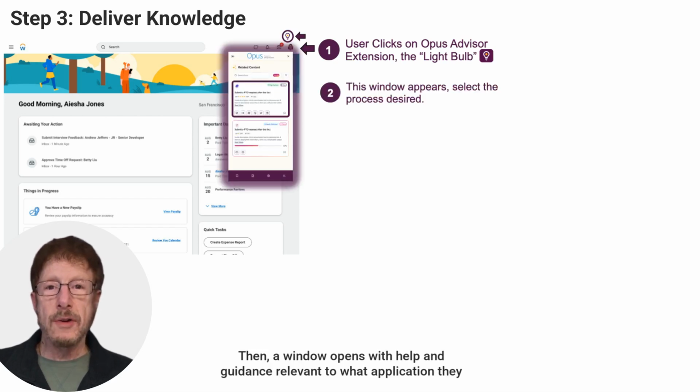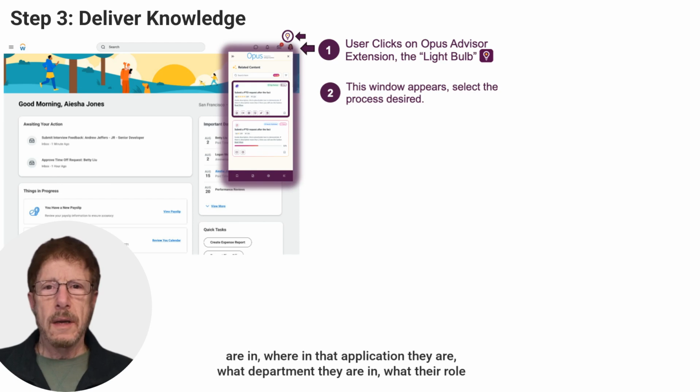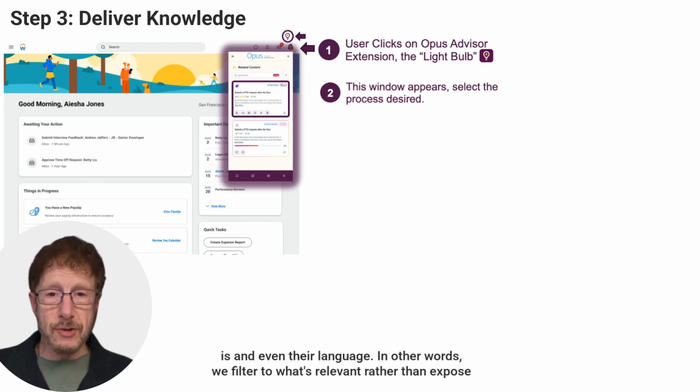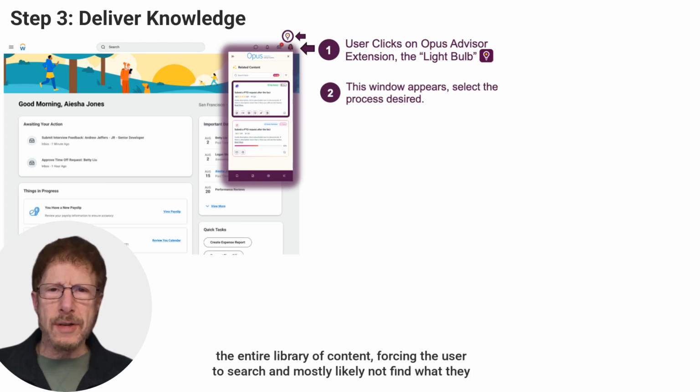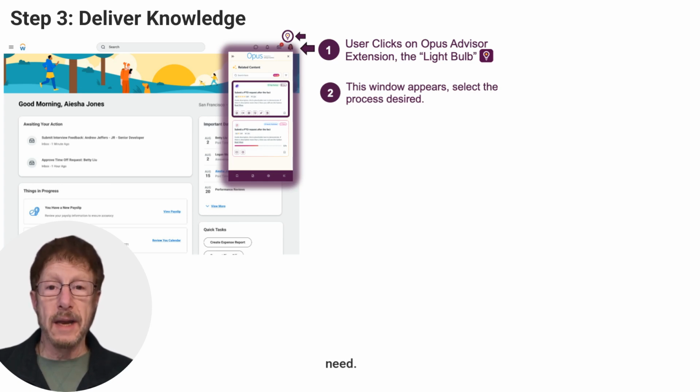Then, a window opens with help and guidance relevant to what application they are in, where in that application they are, what department they are in, what their role is, and even their language. In other words, we filter to what's relevant rather than expose the entire library of content, forcing the user to search and most likely not find what they need.